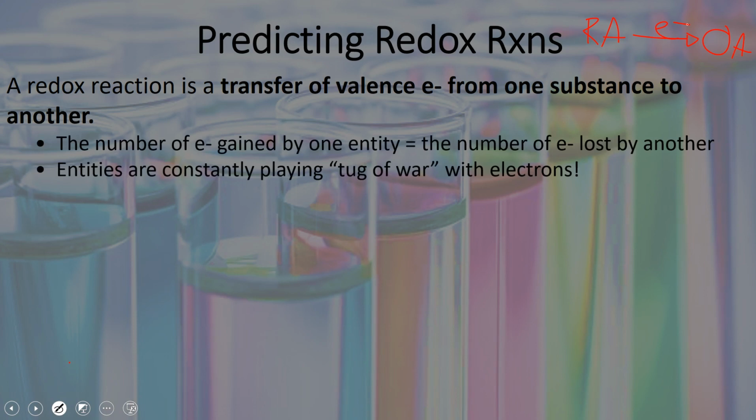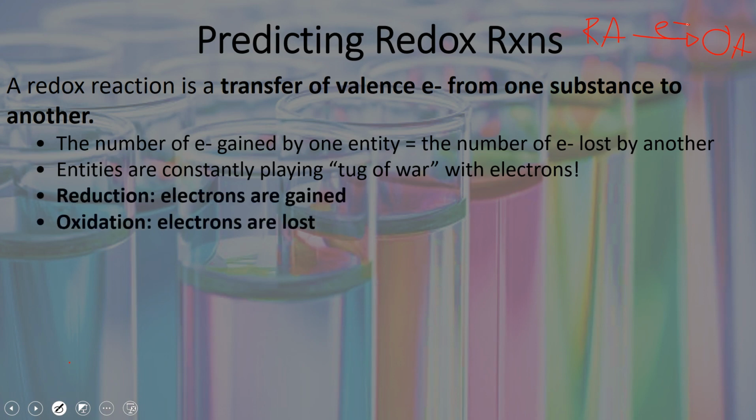Alright, so the number of electrons gained by one entity should equal the number of electrons lost. We've seen that when we were doing the half reactions, right? If your lead ion gained 2 electrons and something else lost, they'd be gaining and losing the same amount of electrons. They should always be equal. And so they're constantly in this tug of war for electrons.